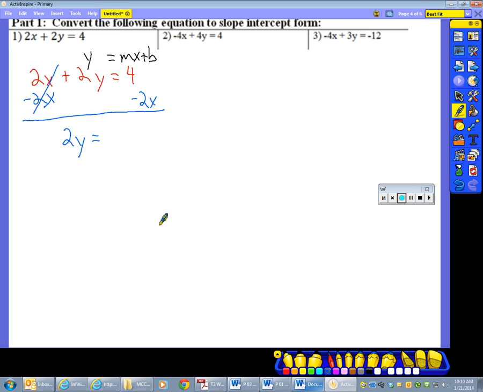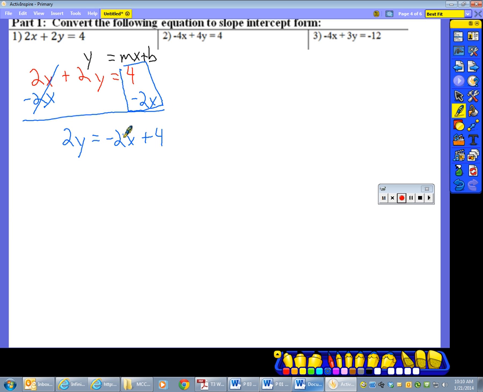Alright, 2y on the left side equals negative 2x plus 4. Now let me explain this part. You also learned back in 7th grade that I cannot combine these two. And the reason why is because they are not like terms. These guys right here, they're numbers. These guys right here, they're x variables. So they're not alike, so I have to keep them separate. And that's called like terms, which you learned in 7th grade.